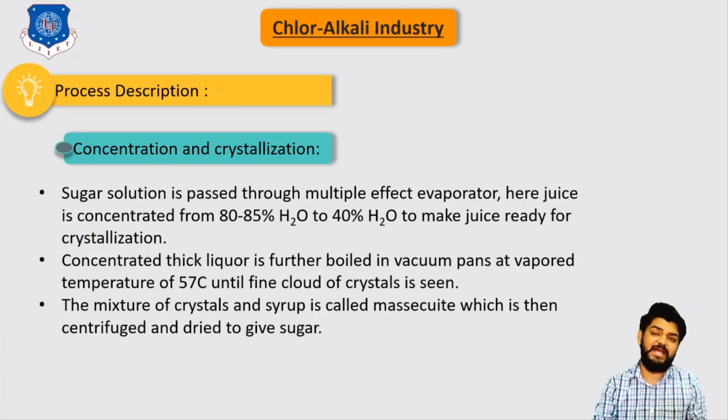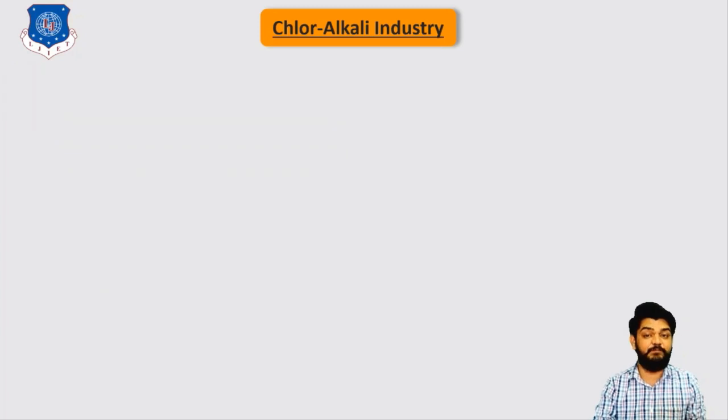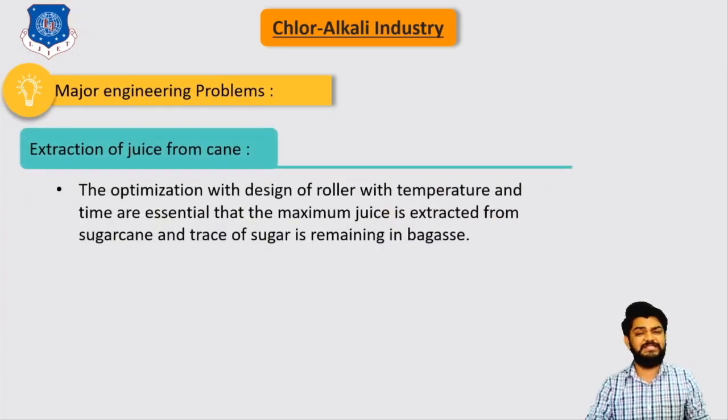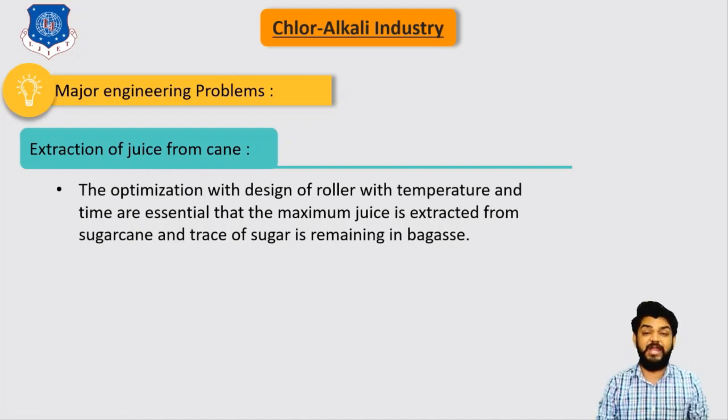Now let's quickly understand the major engineering problems associated with this particular method. As you can see here, the first major engineering problem is the extraction of the juice from the sugarcane. As it involves many mechanical operations, it requires more and more maintenance. As you have seen, we are using one extractor, or we can say one crusher, and we are using 3 different pressure mills which operate at very high pressure.